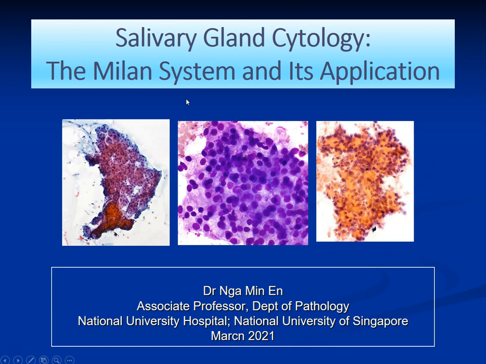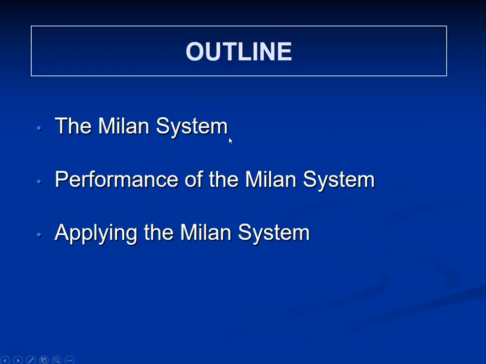Today I'm going to talk to you about salivary gland cytology. We will focus on the Milan system of reporting salivary gland cytopathology and its application. First, I will take you through the diagnostic categories in the Milan system. Then we will look at some international literature on the performance of this system. And finally, we'll look at a few cases where we can actually apply the Milan system.